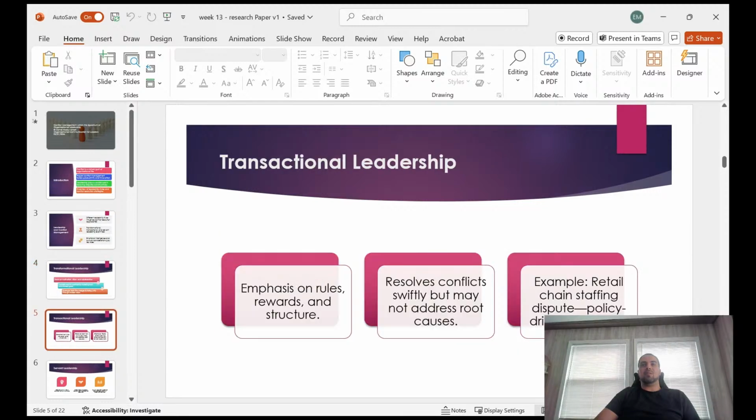The second type of leadership is transactional leadership. It uses clear structure and reward systems to resolve conflict. This method is highly effective for resolving immediate issues, but often does not address deeper underlying tensions. One example is a retail chain using strict policy guidelines to handle disputes among store managers. While the dispute was settled quickly, it did not address long-term concerns about workload distribution.